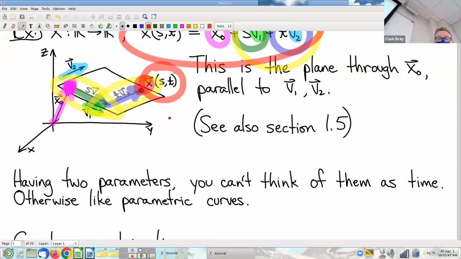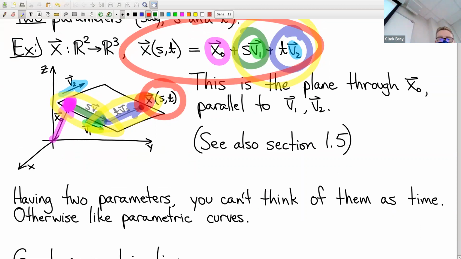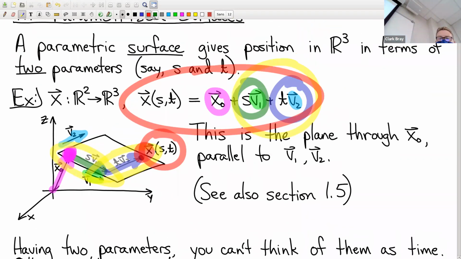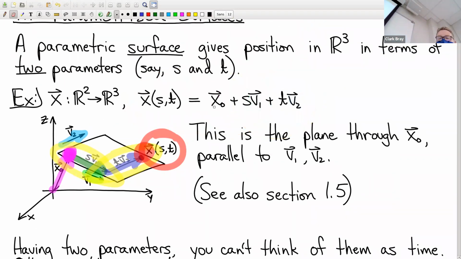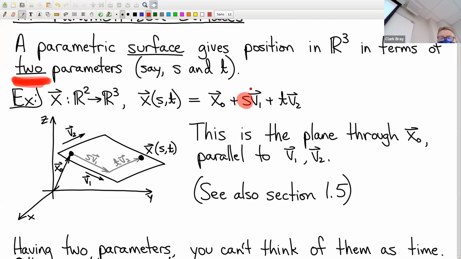Now, one thing about a parametric surface is that there's, again, 2 parameters. It's not just the one parameter, right? So we have the 2 parameters, both S and T. Another way to think of it is that our domain for the parameterization is R2, because there's 2 inputs, S and T.